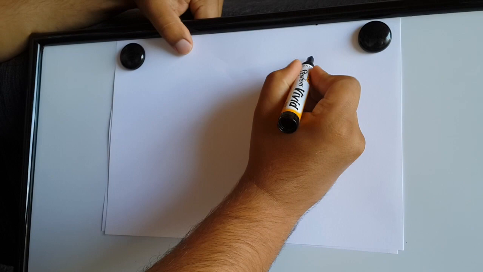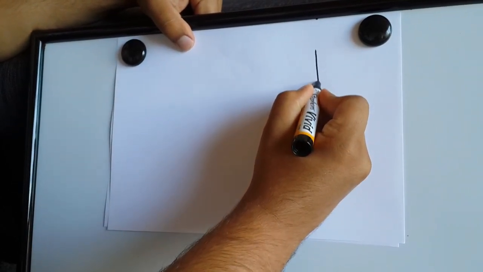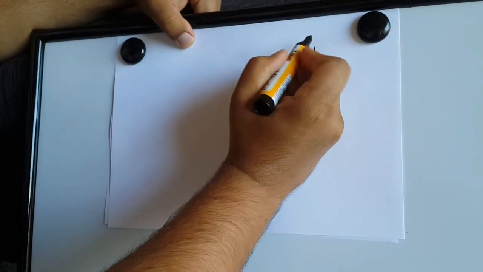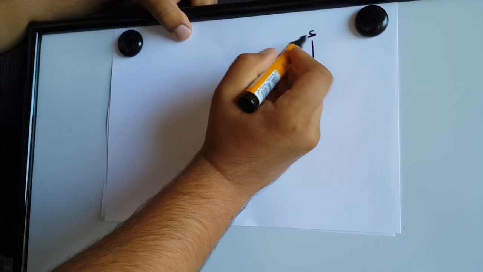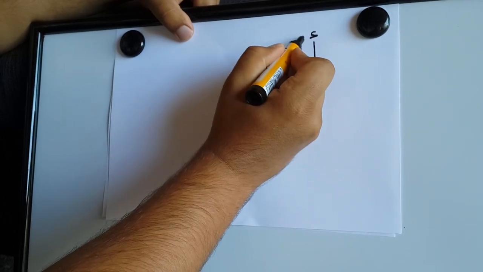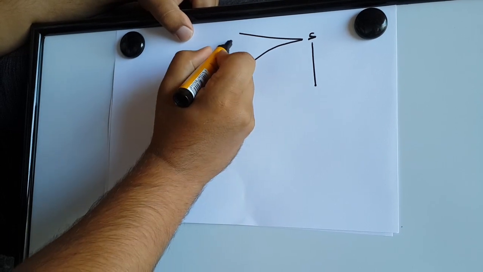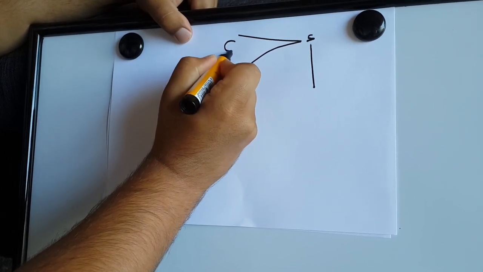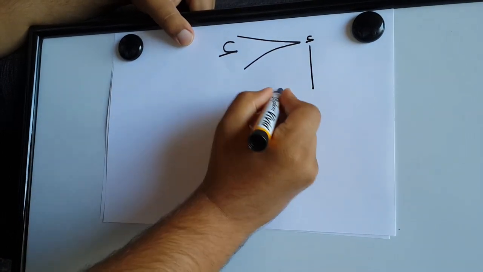Okay, starting with the letter Alif. So we start from top to bottom, and then the little Hamza. Okay, now this one is written like that. Okay, so I repeat it again.